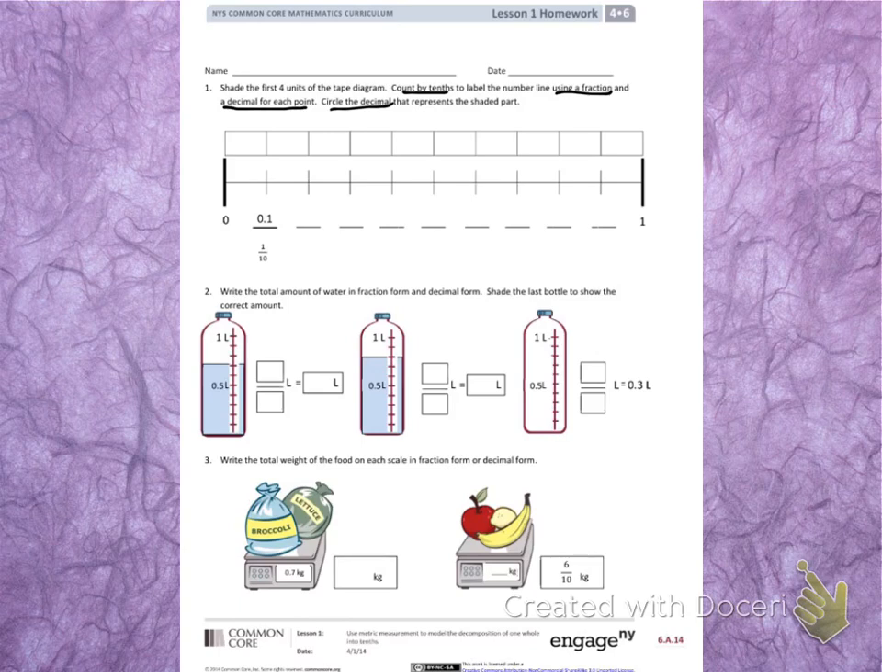So the first thing we need to do is shade the first 4 units of the tape diagram. So let's go ahead and do 1, 2, 3, 4 units. If I look below, it has the decimal points. The first one is 1/10 right here. The next one is going to be 2/10. The next one is going to be 3/10. And I'm going to keep on going up all the way to 1.